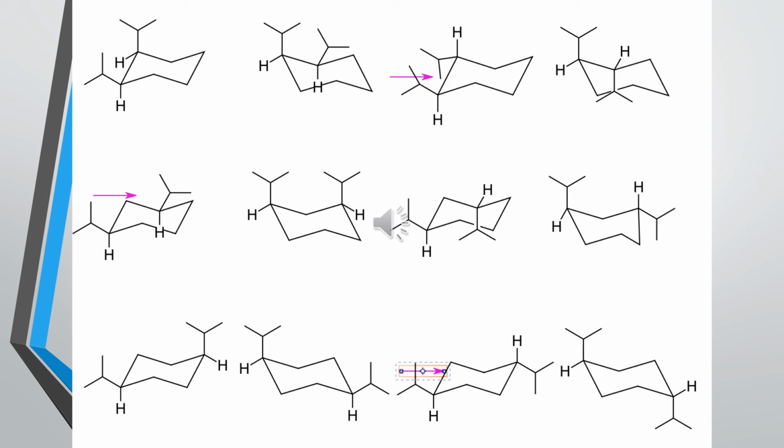1,2 diisopropyl, the trans isomer is favored because the trans isomer is depicted in the 3rd chair conformer from the left, which is indicated with a purple arrow, and that's where the isopropyl groups are trans and both in equatorial sites. That's why the trans isomer is favored for the 1,2 disubstituted cyclohexane.